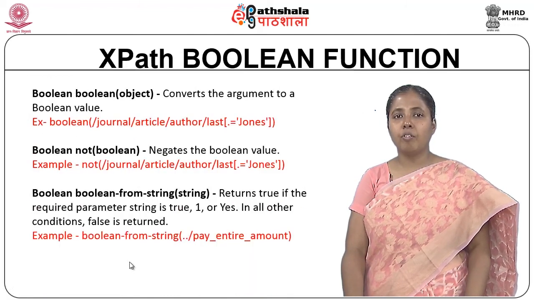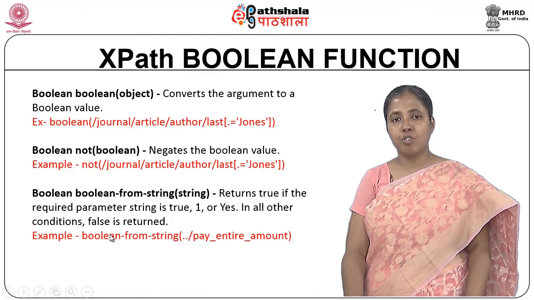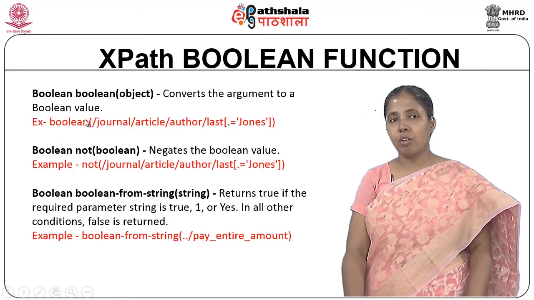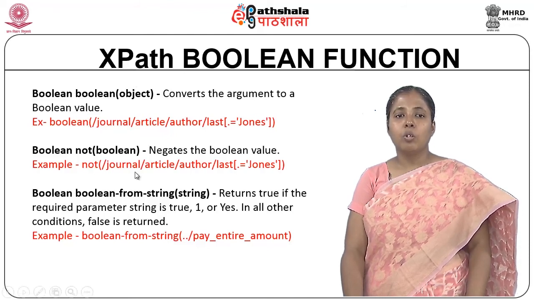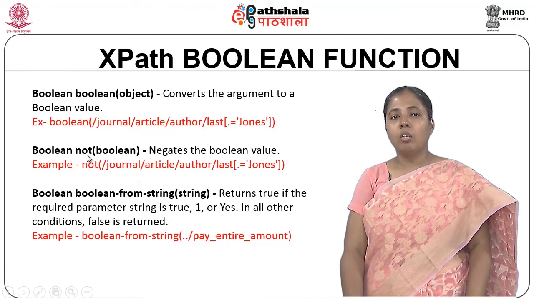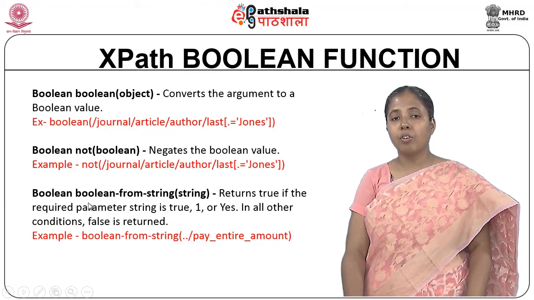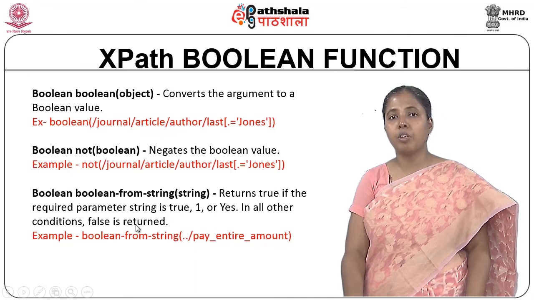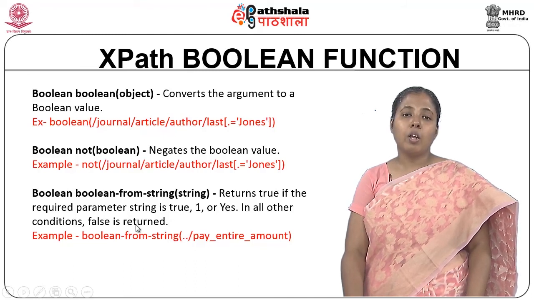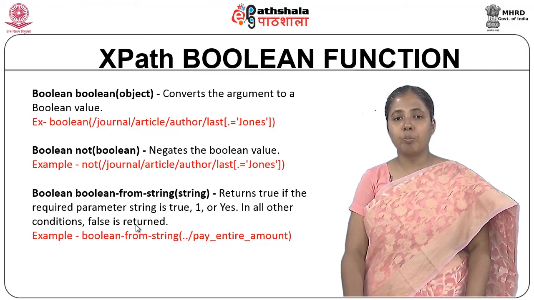And some of the Boolean functions are listed here. The boolean function converts the argument to a Boolean value, like the string function converts an object to a string. And then there is a function called not, which negates the Boolean value. There is also a function called boolean-from-string, which returns true if the required parameter string is true, 1 or yes. In all other conditions, false would be returned.